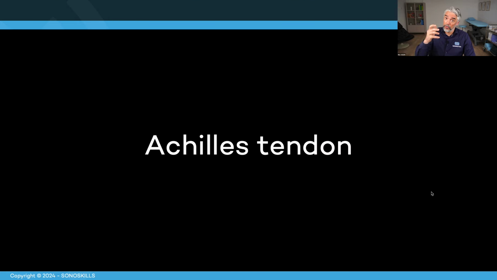If we're going to go to the Achilles tendon, it's a small step, but an important step. Then we can have a look at the Achilles tendon, but also at the calf muscles.